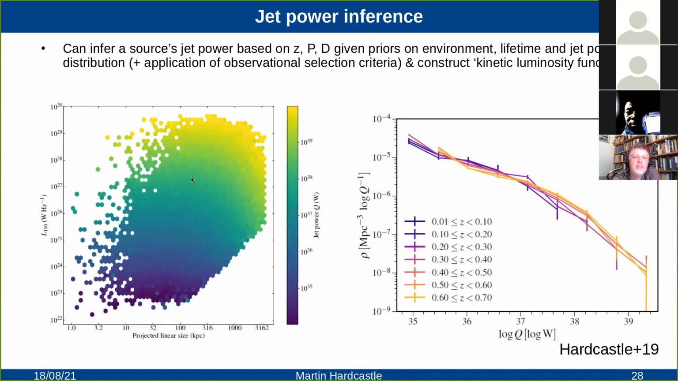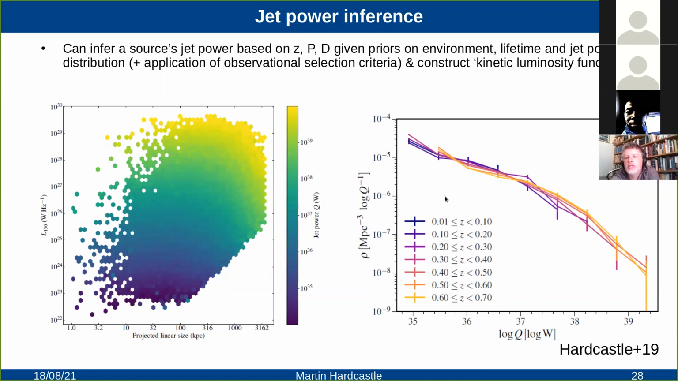whatever it is. So, for example, if we're up here with a radio power of 10 to the 29 watts per hertz at a megaparsec linear size, you need a jet power in excess of 10 to the 39 watts. And if you're down there, you need a much lower jet power. So it's a little more complicated than that, because redshift matters as well, but we can operate this kind of inference and try to work out the jet powers for all our sample.